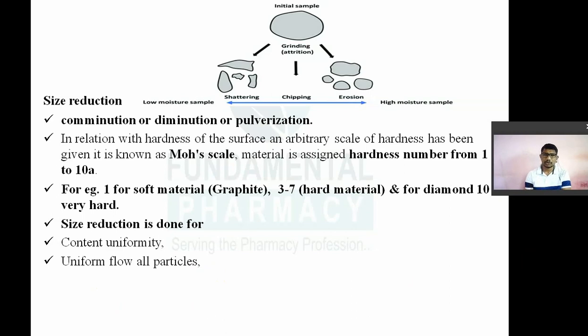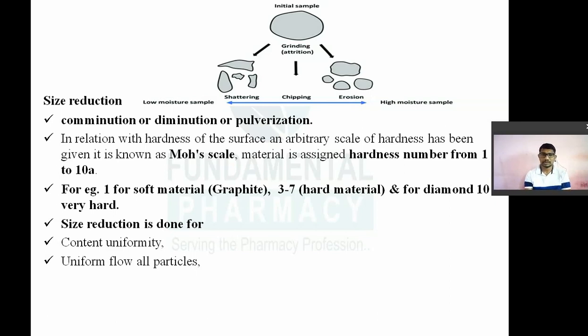Suppose that you want to formulate a tablet and you have prepared the granules, and the granules are in the hopper. Now the granules must flow from the hopper to the die cavity of the tablet press, so that the tablet will be punched there. And to flow the granules from the hopper to the die cavity, you need a uniform particle size.